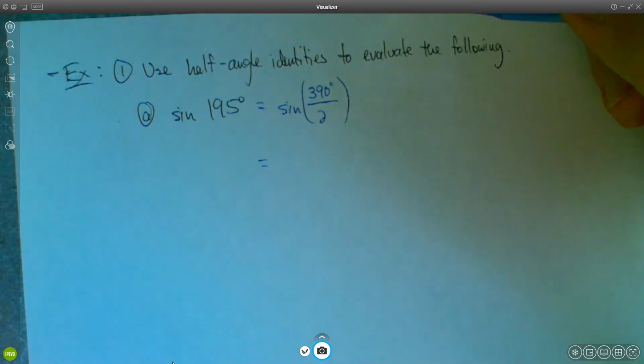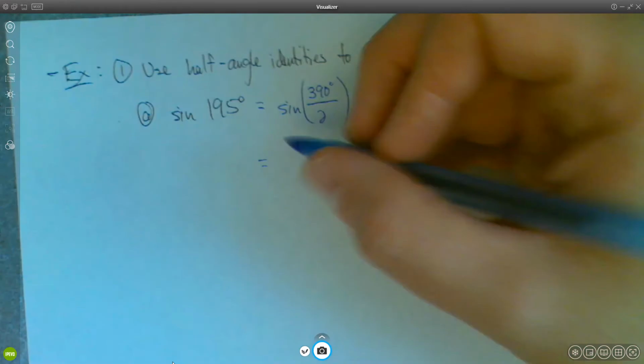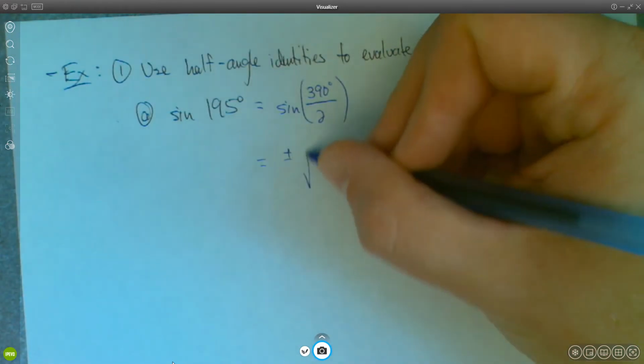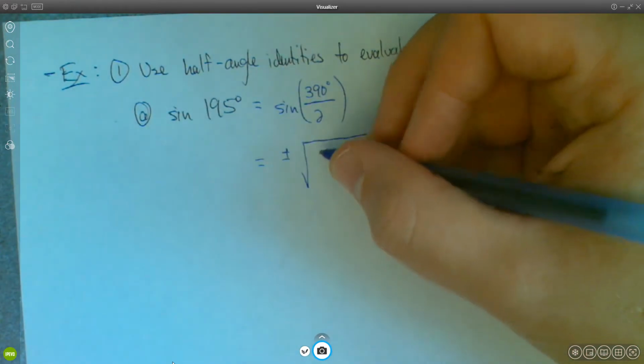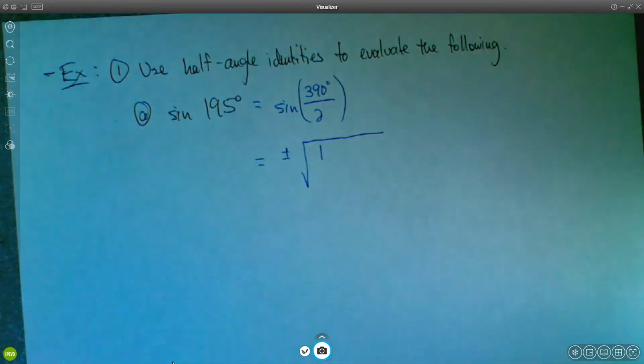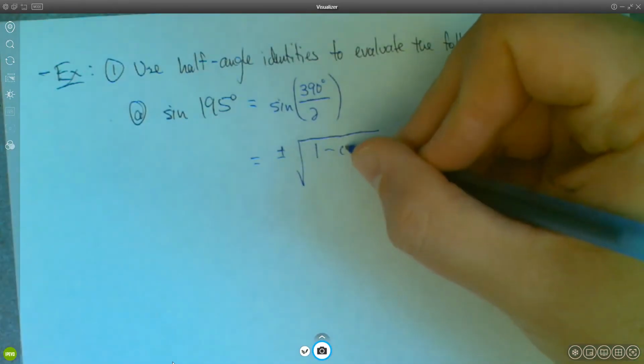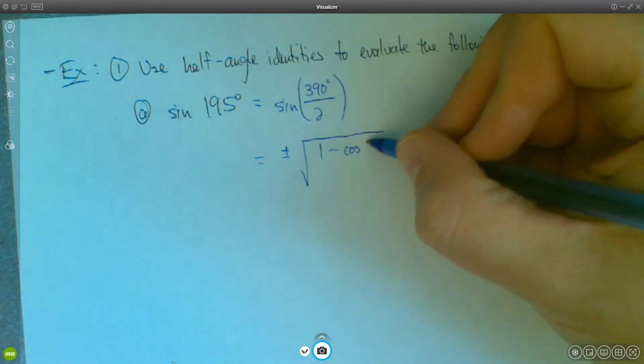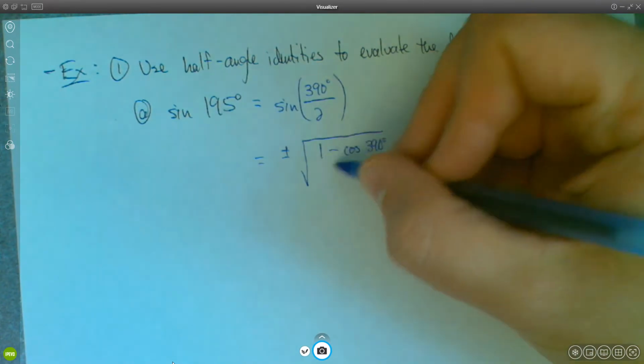So half angle identity for sine. This is going to be plus or minus square root of 1. Oh, is it plus or minus? I forgot. Oh, I should check it out. It's minus. So for sine, it's minus. 1 minus cosine of 390 over 2.